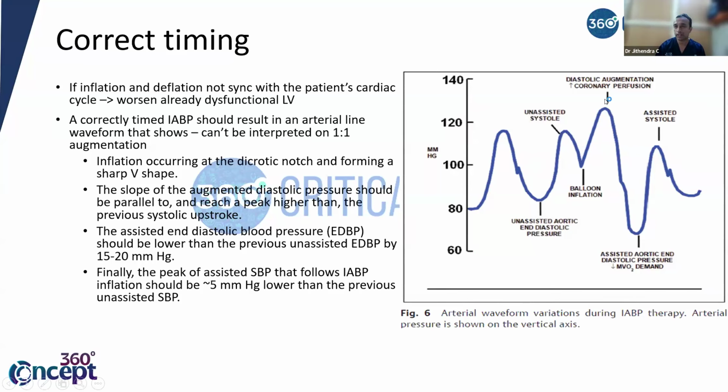After that, what happens? You'll reach the diastolic augmentation, that is the peak. That will be higher than your previous unassisted systole. Okay, so this is your unassisted systole. This is also unassisted systole.